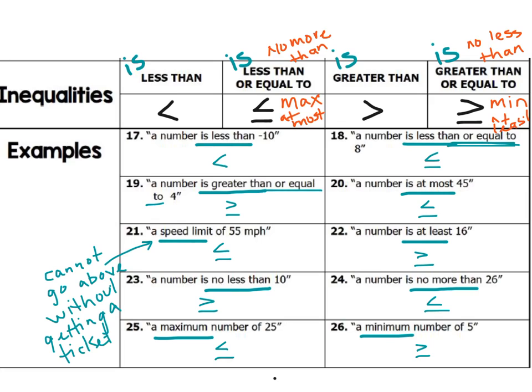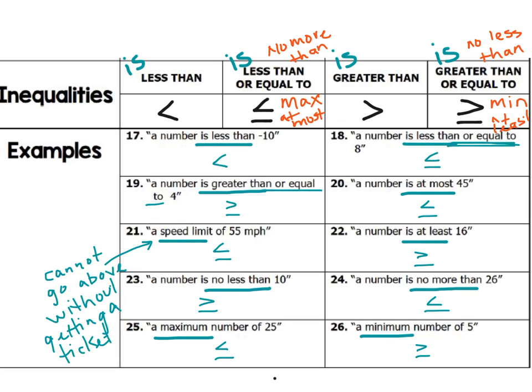Maximum and minimum. A maximum means a max of 25, so you can have 24 people, 23 people, but you cannot go above 25. Okay, minimum is the same thing. You can have 6 people, 7 people, 8 people, but a minimum of 5. All right. Now we're going to do the second part.